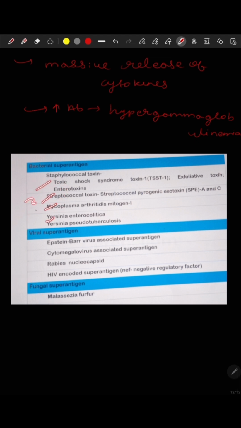First, second, third, fourth are bacteria, 4 are viruses and 1 is a fungus. You have to learn all this. First one is streptococcal toxin, toxic shock syndrome 1. Then mycoplasma arthritis, Yersinia enterocolitis, Epstein-Barr virus associated superantigen, cytomegalovirus, then rabies virus, HIV encoded, Malassezia.